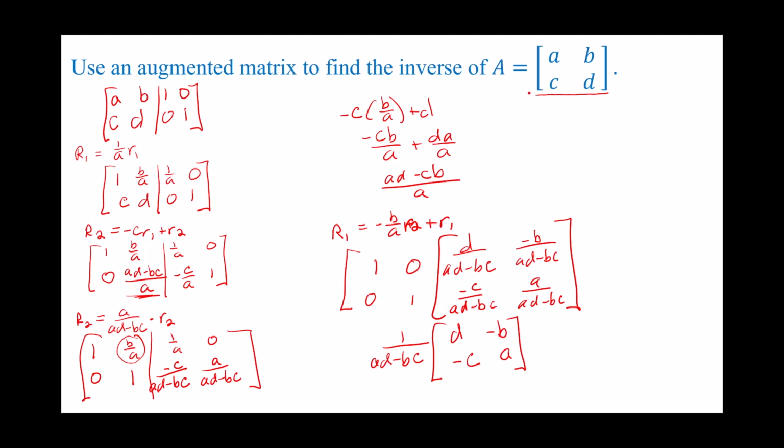So to find the inverse of a matrix like this matrix A here, I'm going to do 1 over AD minus BC. So 1 over AD minus BC. And then I'm going to switch the A and the D. So switch those elements on the main diagonal and then make the other two negative.